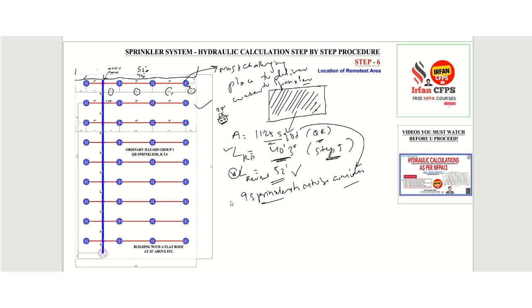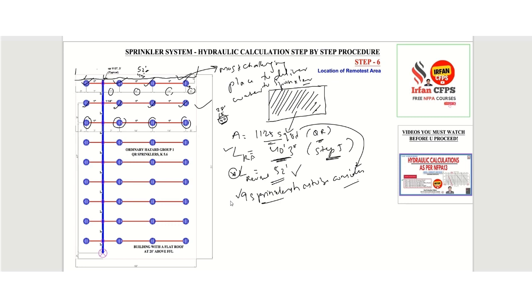So 9 sprinklers we already got from the earlier step. 9 sprinklers have to be considered for this area of operation. Minimum shall be 9. So now we need to check. Already we consider 4 sprinklers, 1, 2, 3, 4, and then 5, 6, 7, 8 sprinklers we consider. One more sprinkler we need to consider. Which sprinkler do we need to consider? This one, or this one, or this one, or this one? What does NFPA 13 state? We need to go through that. So still 8 sprinklers we consider, but the 9th sprinkler, which one do we need to consider?